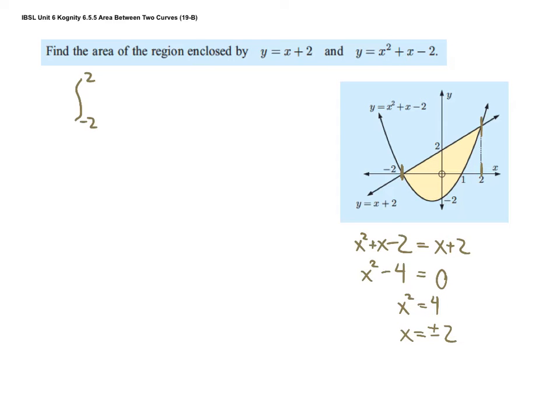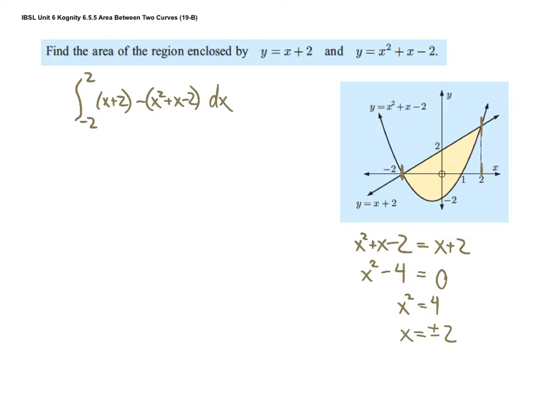Okay? So again, imagining that we can't see it on the graph here, we can always test a number between -2 and 2. So I'm going to pick 0. If I plug in 0 here, I get +2. But if I plug in 0 over here, I get -2. So that means this is on top between -2 and +2. Okay, so now I can put my top function, x plus 2, minus the bottom function, and that's what I'm going to take the integral of.